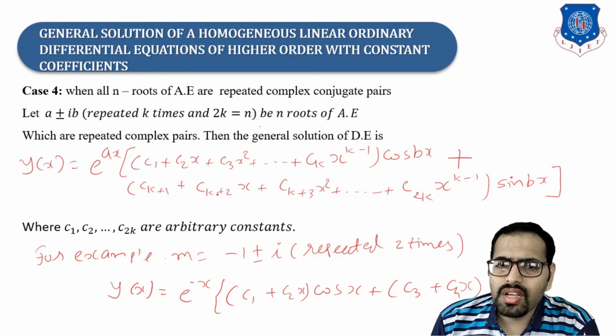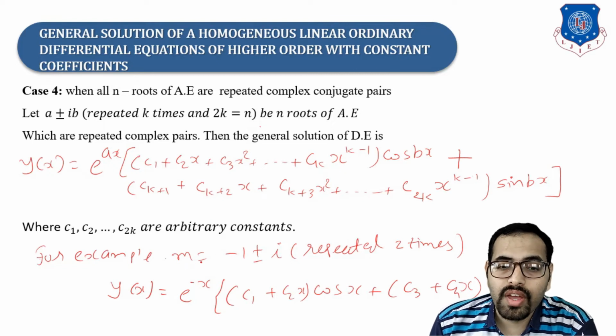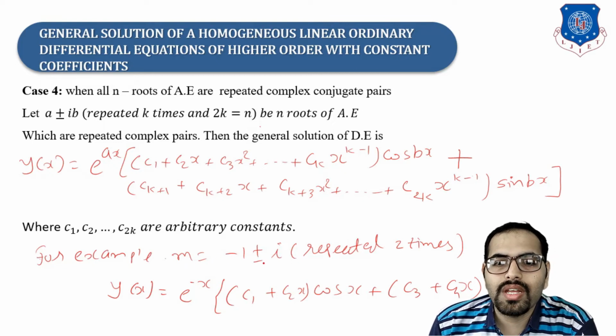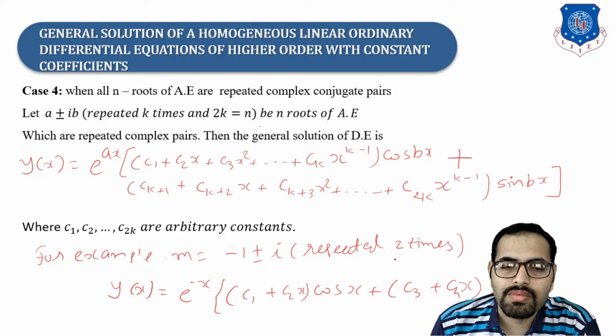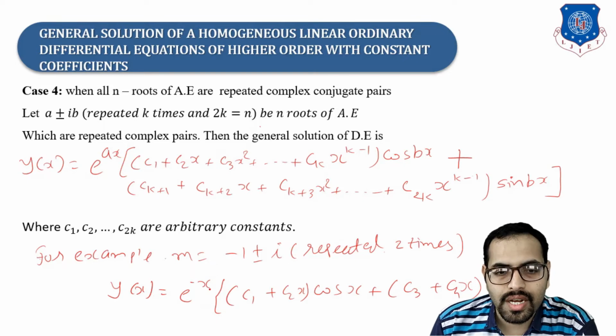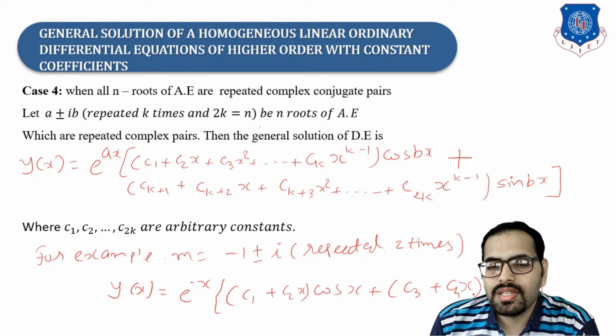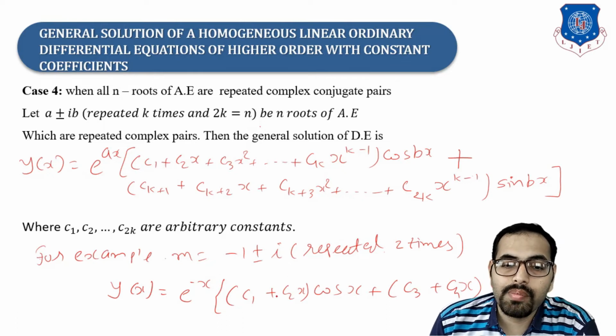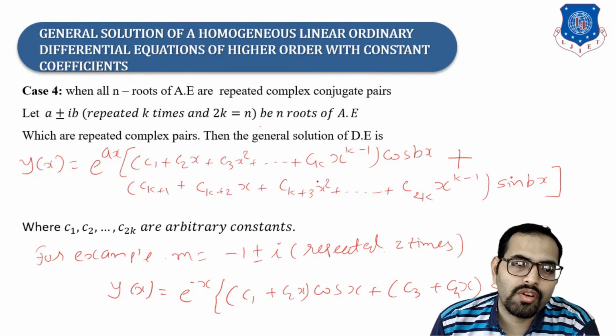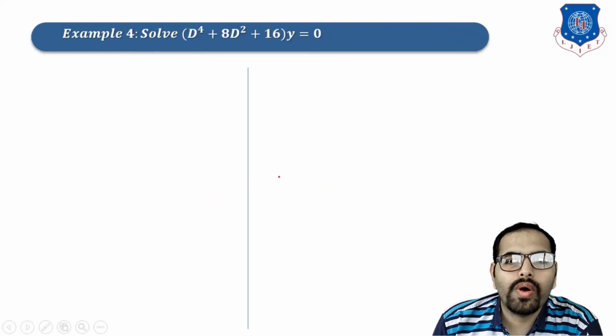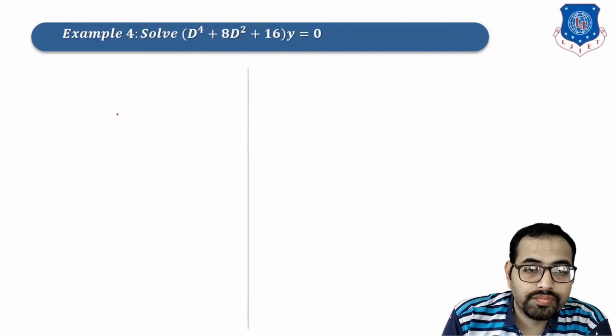Whenever our factors are complex pairs and repeated, in that case we use case 4. Suppose we have the factors m equal to minus 1 plus or minus i, repeated 2 times, then our general solution is y of x equal to e raised to minus x, that is the value of a, that is minus 1, then inside the bracket c1 plus c2x cos x plus c3 plus c4x sin x. Whenever our complex roots are repeated, we use case number 4. Let's discuss one example based on it.